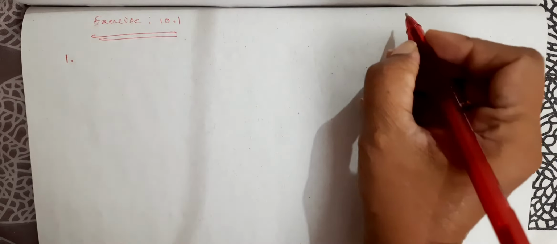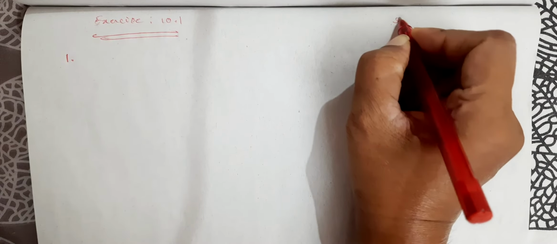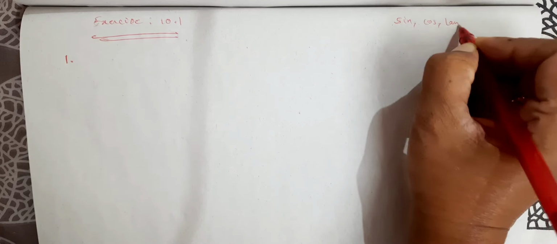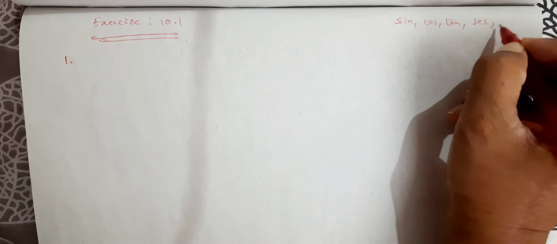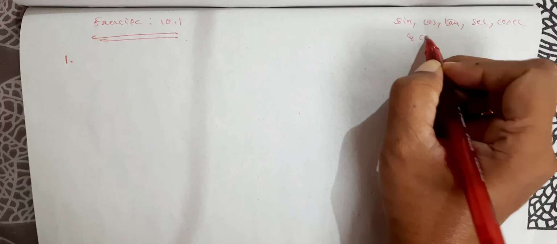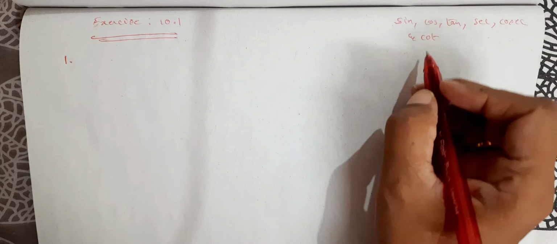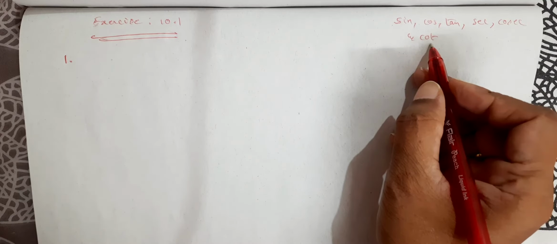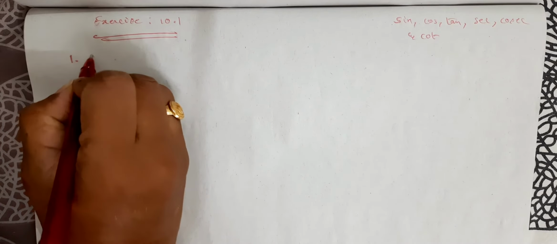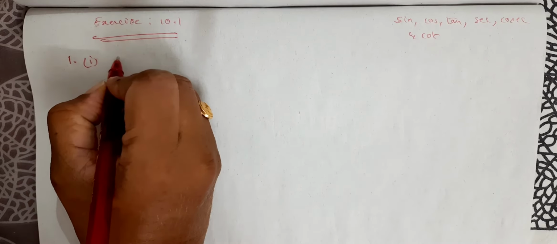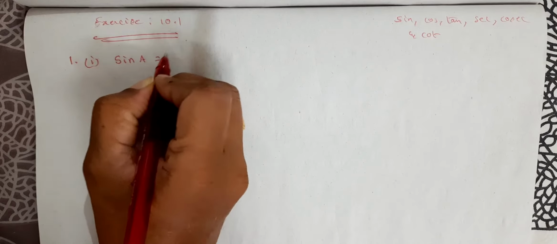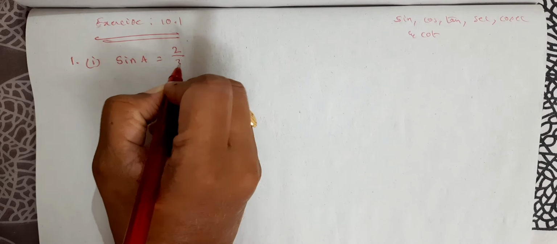So what are the trigonometric ratios we have? We have sine, cos, tan, secant, cosecant and cot. Is it not? Right. So we have 6 trigonometric ratios. Now in the problem, one of the ratios is given to us. We have to find out the other ones. The first one, if I take sin A is equal to 2 by 3.